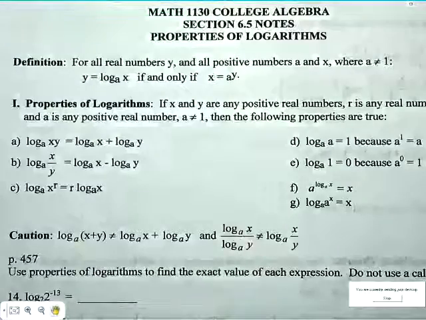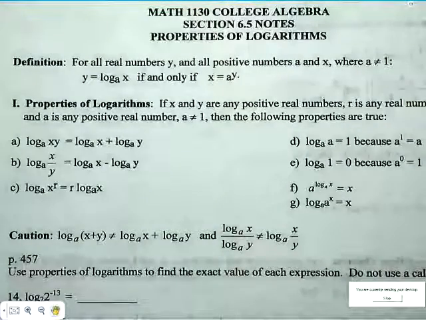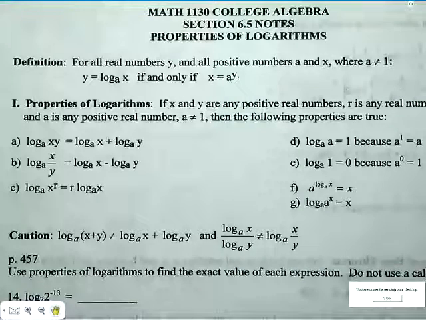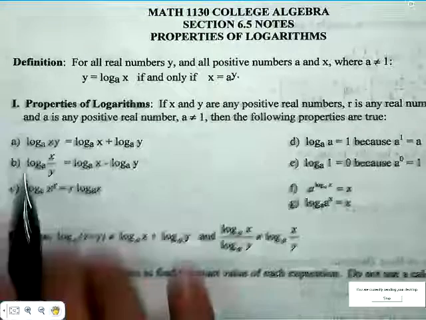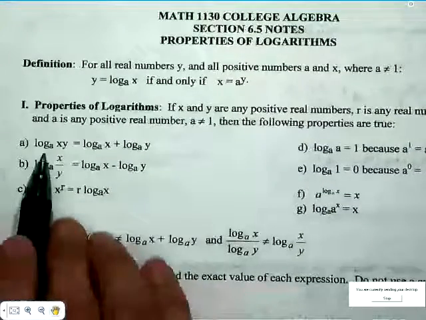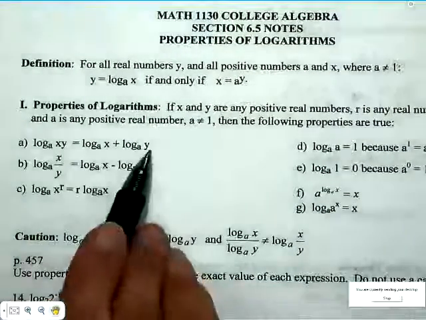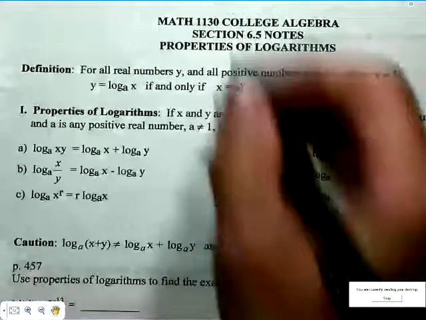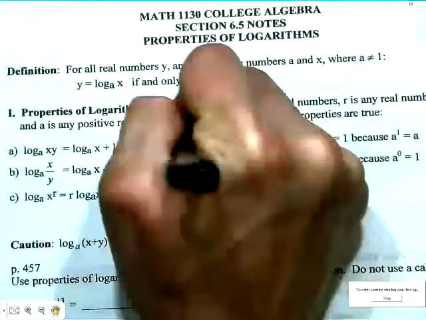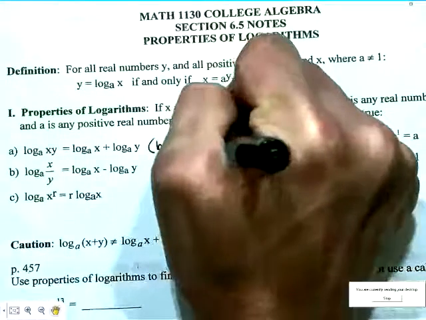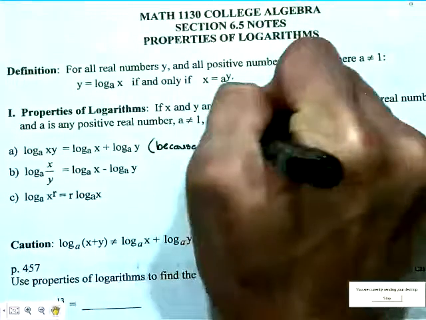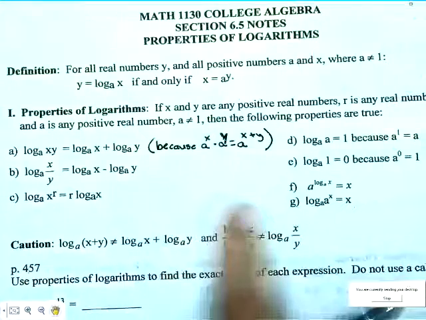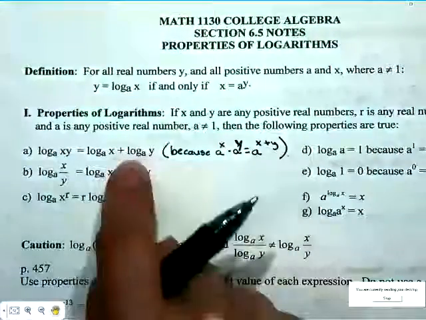The properties of logarithms all follow from the properties of exponents. When you multiply two expressions that have the same base, what did you just tell me you do to their exponents? You add them. This property A says the log of a product can be written as the sum of two logs. That's because when you multiply two expressions with the same base, you add their exponents. That's exactly what this right-hand side is, adding two exponents.